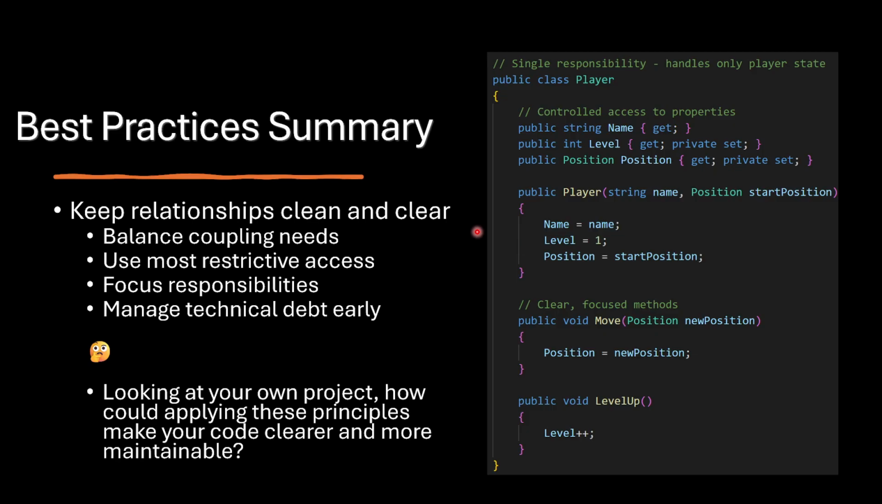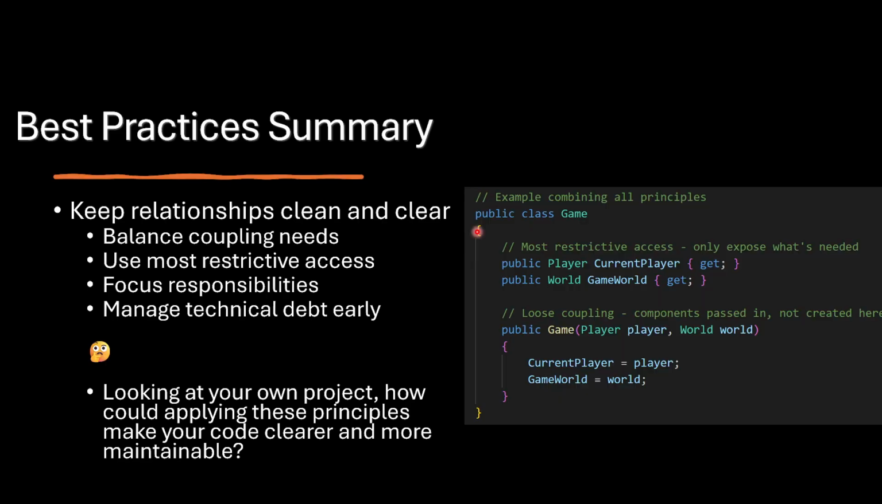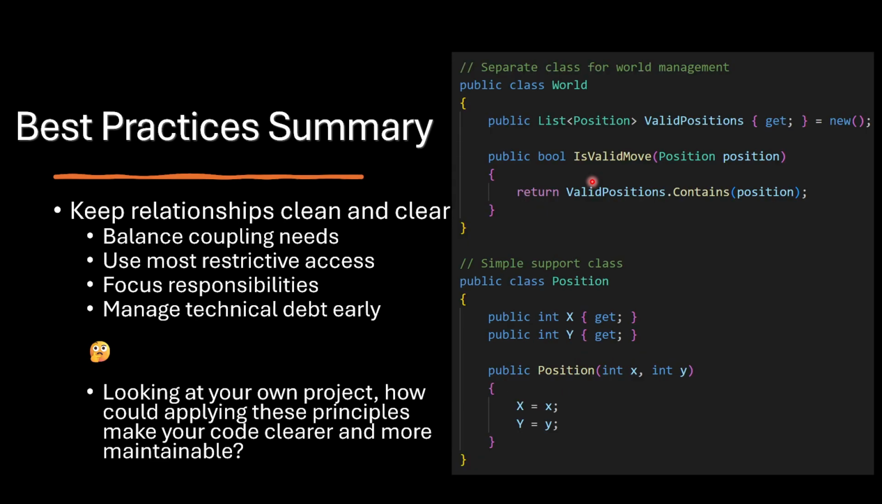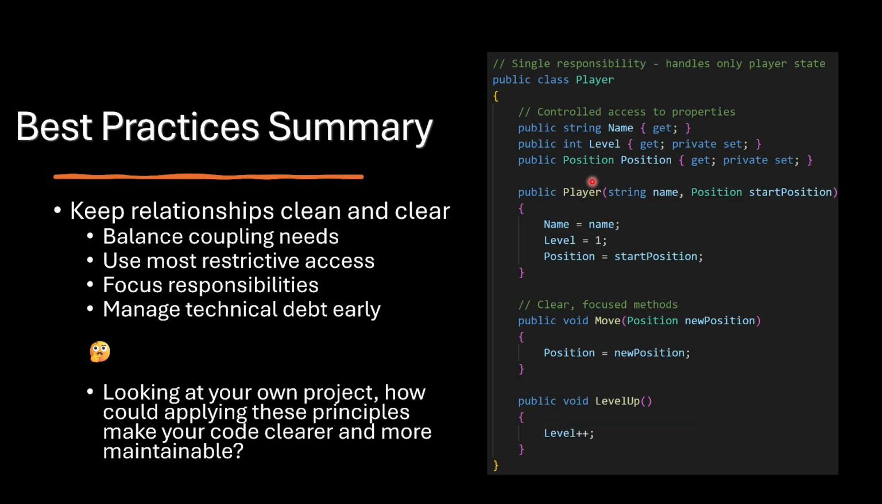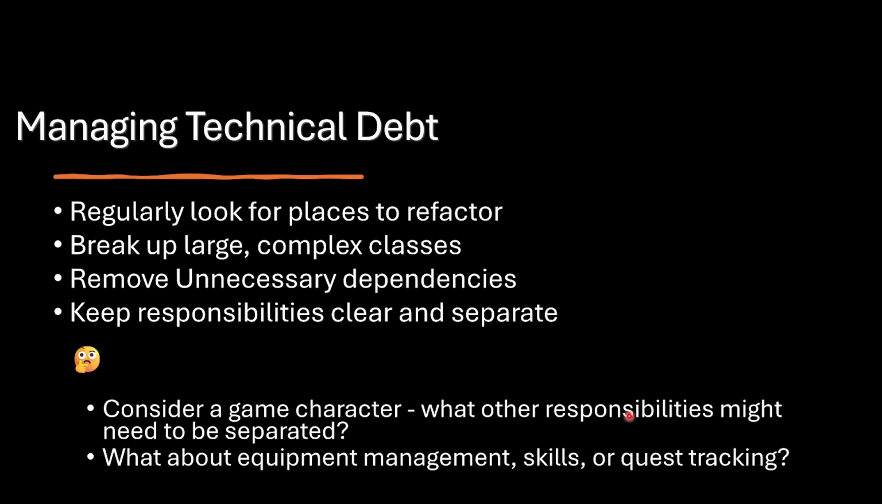Okay, first let's look at how coupling is managed. So we have Game, which doesn't create its own components. They're passed into Game. Each class has its own boundaries. World has its own boundaries about valid positions. Position is just an X and Y. The player has its own information about the name, its current level and position, and its movability and level up, very separate from each other.